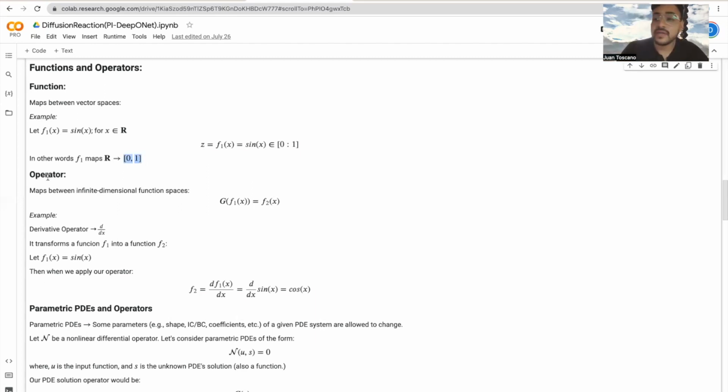On the other hand, an operator maps between infinite dimensional function spaces. For example, let's take the derivative operator and apply it to the same function, the sine of x. If we apply the derivative operator to the sine of x, the output would be a function, the cosine of x. In other words, an operator takes a function and transforms it into another function.